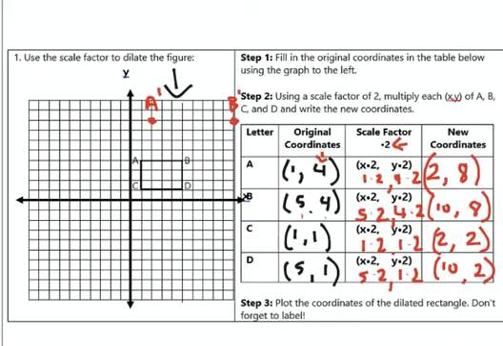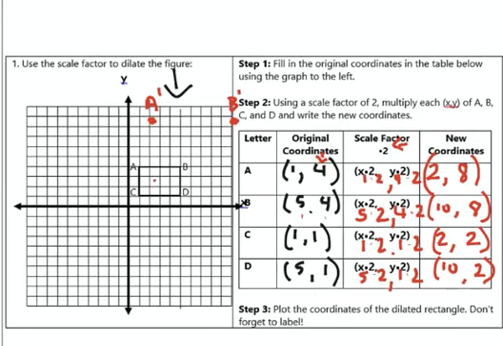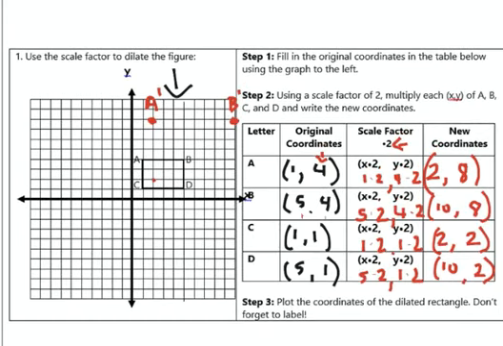And that's B prime. Okay, C prime would be 2, 2, so we're going to move over 2 and up 2. So that leads me here. Oh, right about there. Oops. And then we're going to label that one C prime.